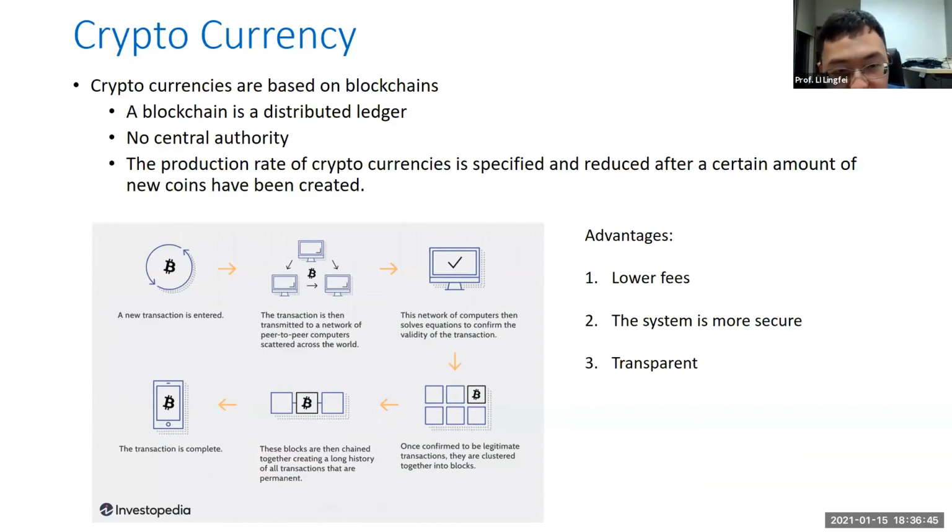The second advantage is that the system is more secure. We often hear stories about some centralized database being breached. For example, in Hong Kong, the database of Cathay Pacific was breached, and a significant amount of customer information was lost and stolen.